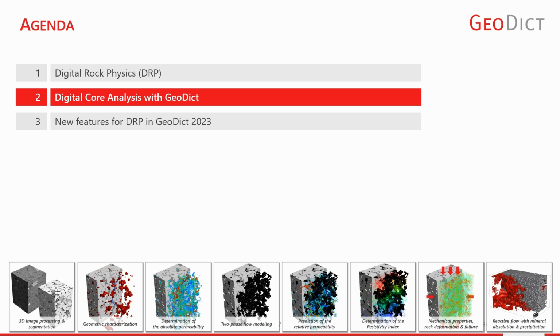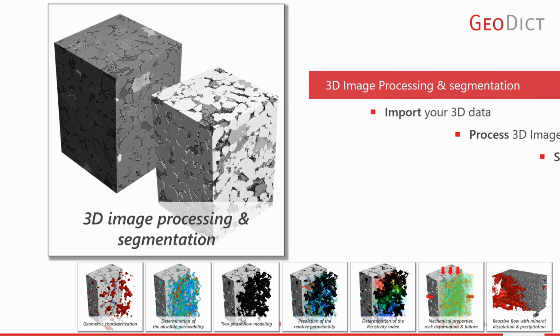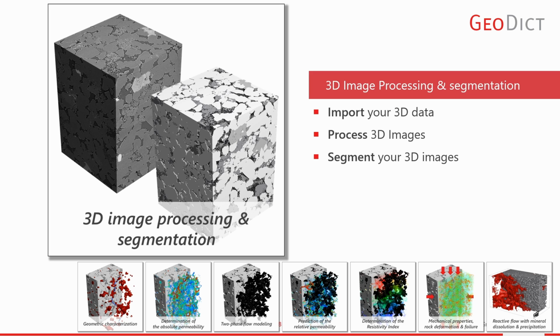Let's dive deeper into technical features for the most prominent GeoDict capabilities for digital rocks. I will start off with 3D image processing and segmentation. So the typical GeoDict workflow begins with the import of gray value data measured by a 3D imaging technique, such as a high-resolution micro-CT device. Imported data may be processed regarding image operations and image filters, such as non-local means filter or a ring artifact removal.